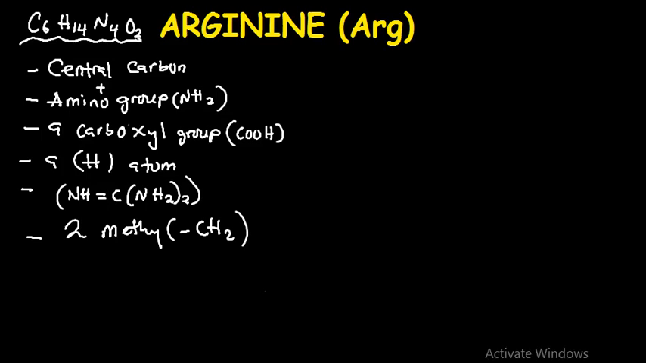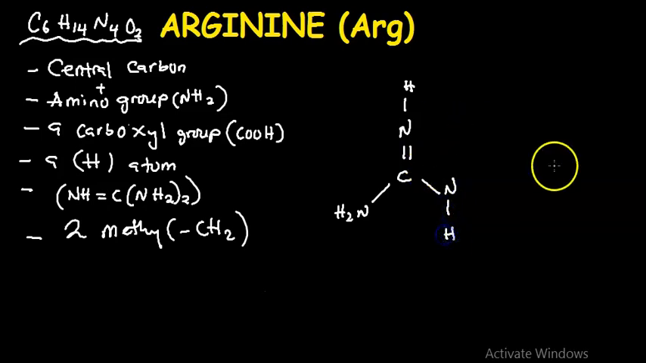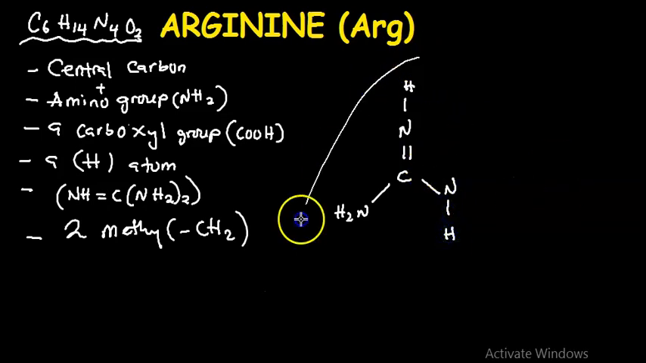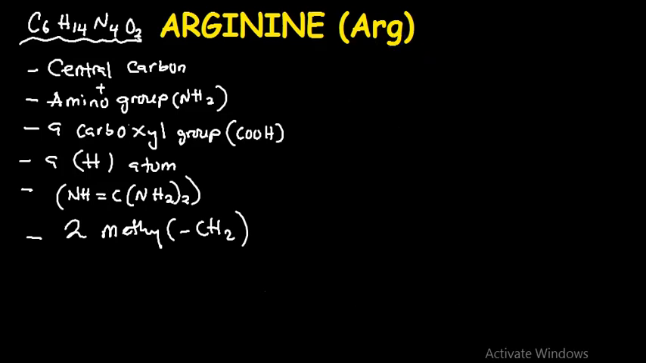The chemical structure of arginine consists of a central carbon bonded to an amino group, a carboxyl group, a hydrogen atom, and a guanidino group with 2 methyl. First of all, let's explain the guanidino group. The guanidino group has 1 carbon double bonded to nitrogen and hydrogen. In this case, we're going to have the amino group here, which is H2N, and at this point, we're going to have N connected with what? Nitrogen connected with hydrogen. So let's see how we can draw the structure of arginine.